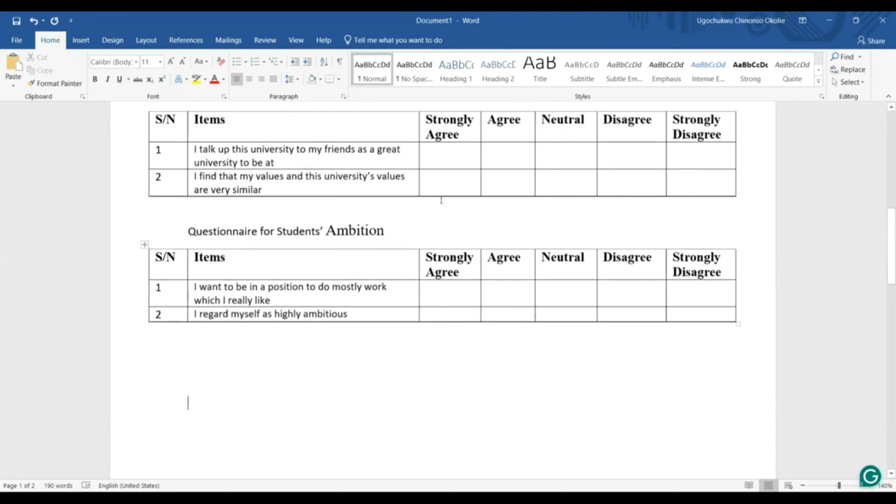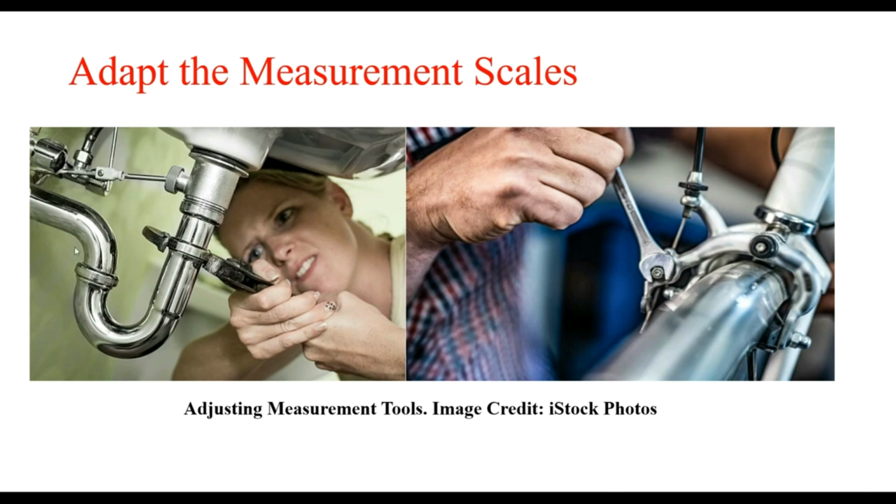The second one is to adapt the measurement scales. What do we mean by adapting measurement scales? Now, if you take a look at this picture here, you can see that the tool is already produced by probably another person, but you can see the lady trying to make some adjustments to the tool to enable her to carry out her research activity. If you look at the second image, you can see the person adjusting the nuts using a spanner to make some adjustments so that it will be easier for him or her to use the tool for whatever reason he or she wants to use it for.